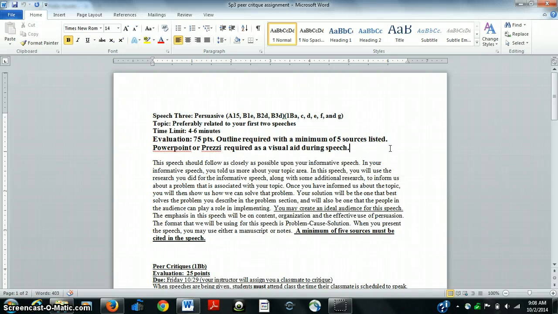Between now and the time these speeches are given, we will go over more in depth about the sources and what we're looking for in sources for a persuasive speech. Here's the other part that is different for this one. PowerPoint or Prezi is required as a visual aid. And next week, Wednesday, we will have a class on visual aids, and we'll have a short training session from Andrew and Vince about creating PowerPoints. And then there will be some in-class time that we can work on that.